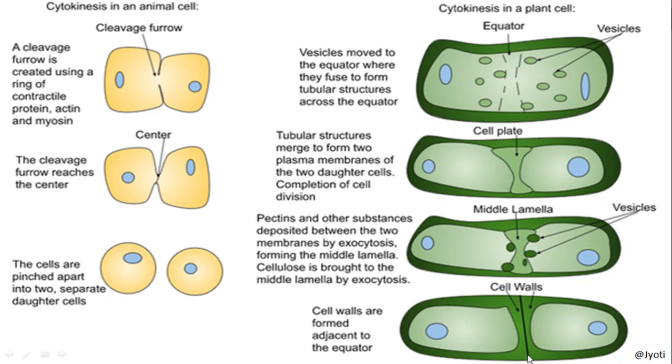So the cell wall formation involves the deposition of the Golgi vesicles which are combined together to form a tubular structure that is called the cell plate. Then the cell plate includes the plasma membrane, then the vesicles containing pectin and cellulose also combine with this, then the cell wall is formed. This is how the cell wall is formed in the plant cell.